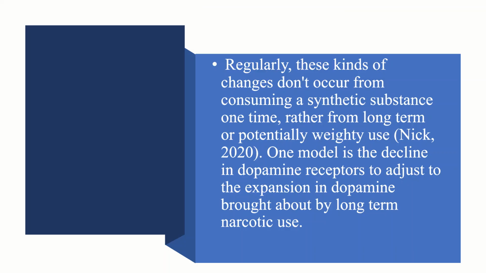And I want to add more about chemical dependency: these kinds of changes don't occur from consuming a synthetic substance one time, but rather from long-term or potentially heavy use. An example is a decline in dopamine receptors to adjust to the expansion of dopamine brought about by long-term narcotic use.